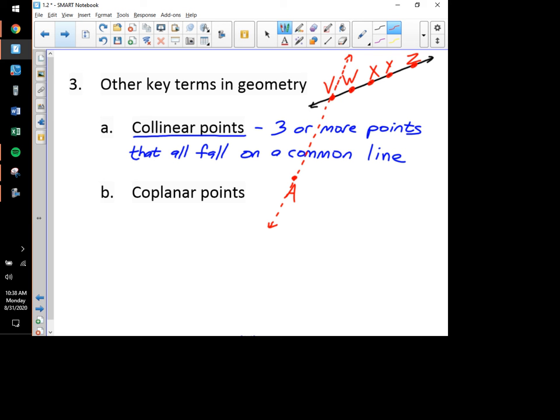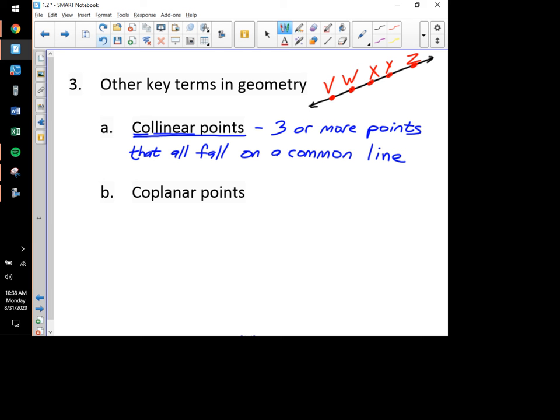We would not be able to say here that A, V, and W, let me underline those, that those 3 points are collinear, because you can't draw one line that contains all 3 of points A, V, and W. So let me get rid of some of that extra stuff that we drew there, and that's what we should probably have down. So break down the word, everybody. Collinear. Co means together, and linear means line. Points that are together on the same line.